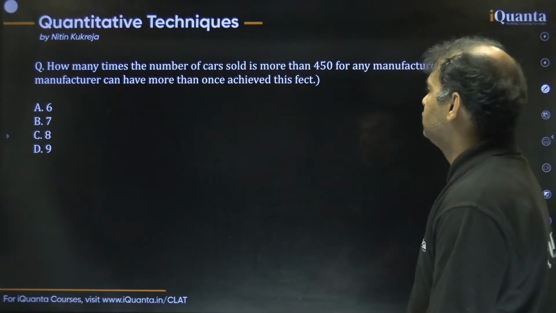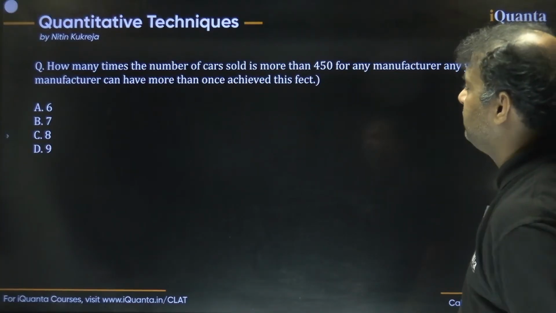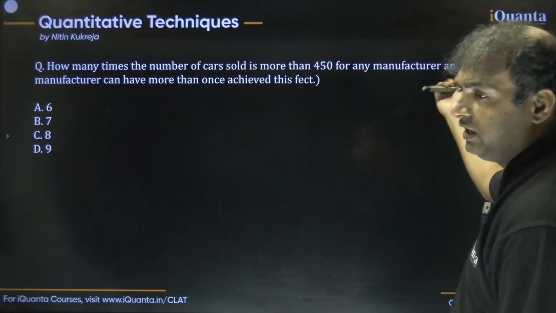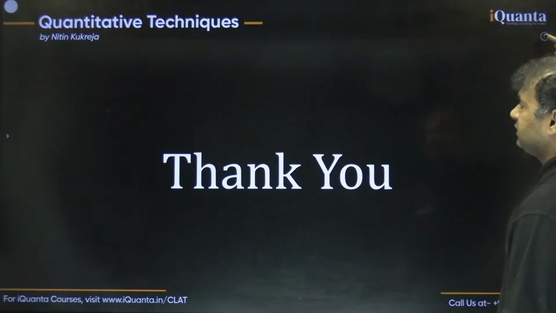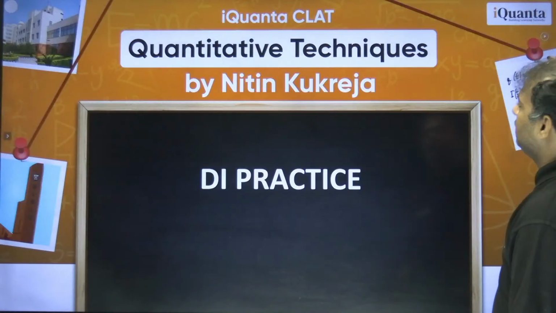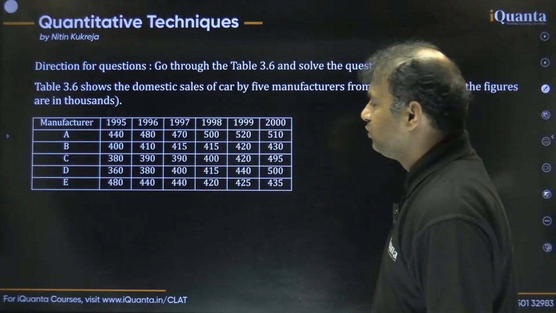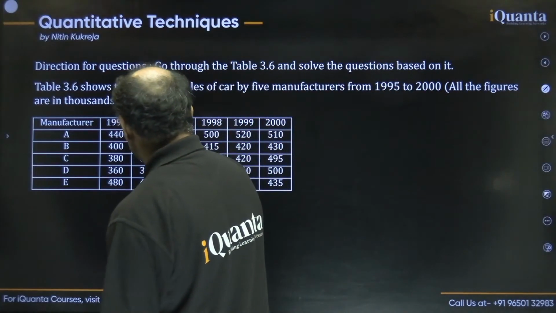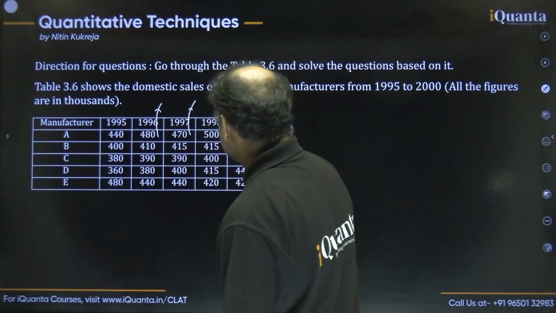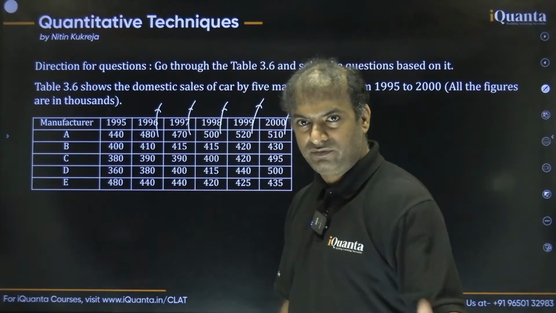So we just have to find how many times the cars sold by any manufacturer are more than 450. It should be 450,000, because remember in the table they said the data is given in thousands. Let's quickly see how many times it's happening. The sale should be more than 450. This is one time, the second time, the third time, the fourth time, and the fifth time. So with manufacturer A, it happened 5 times.